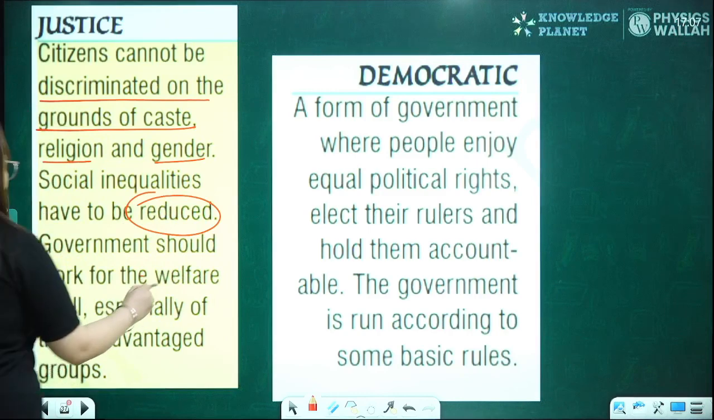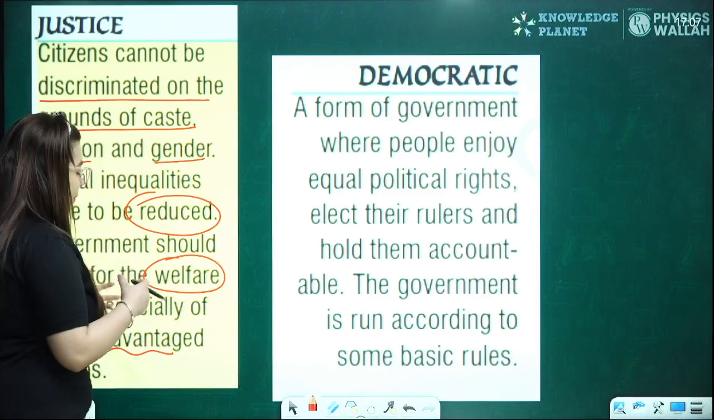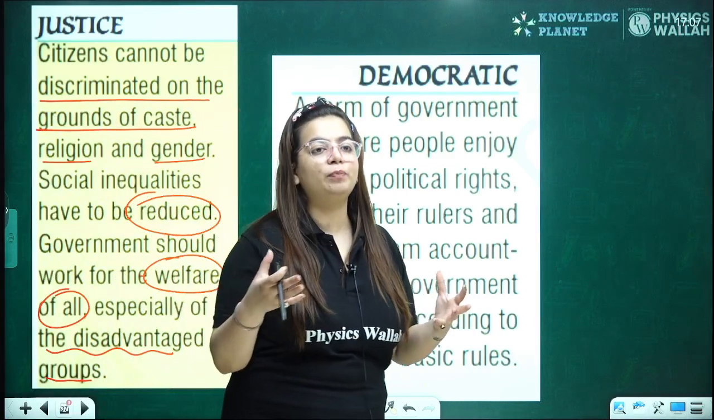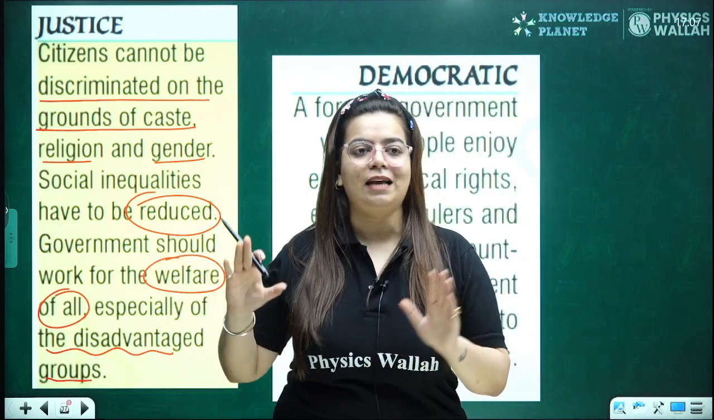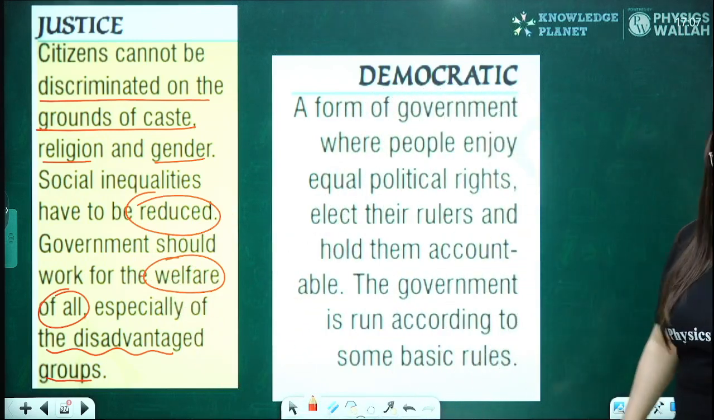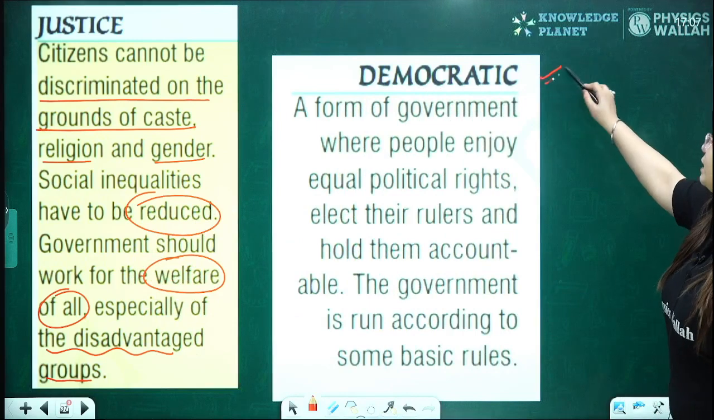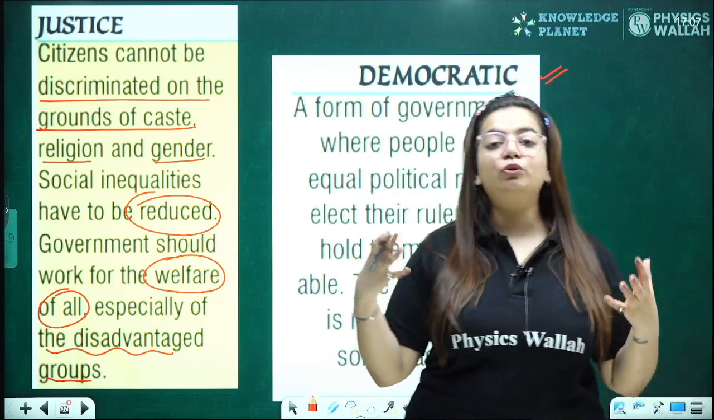Government should work for the welfare of all, especially the disadvantaged groups. They should be taken care of. The welfare should be given and everyone should be getting justice. Whatever happened in the past happened, but now everyone will be getting justice if they are discriminated against on these grounds. Democratic, and democracy is a form of government in which people have the power to choose their leaders.